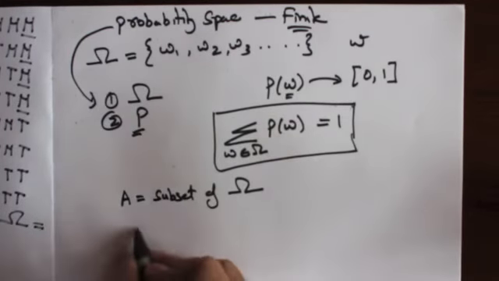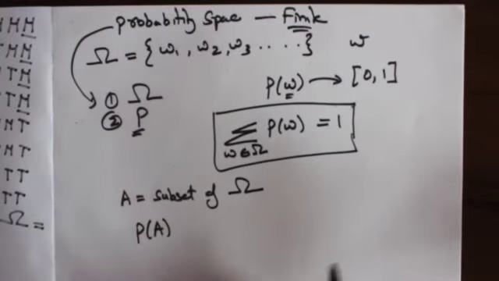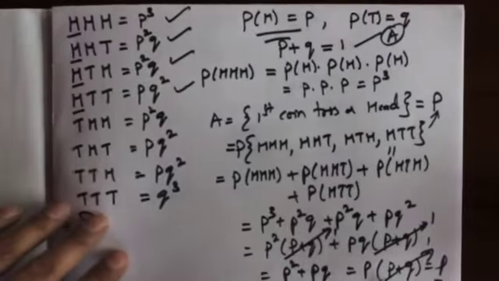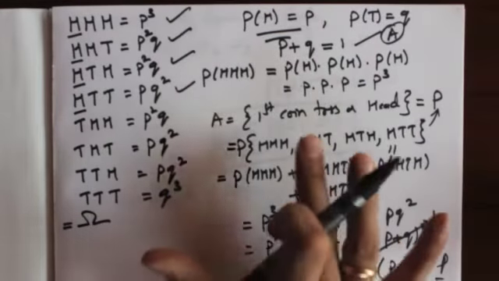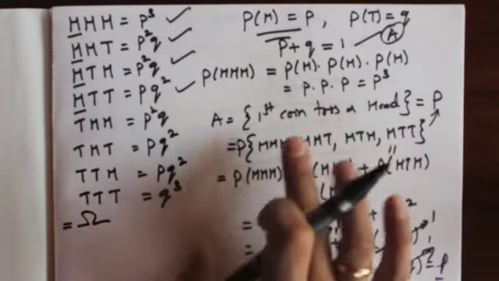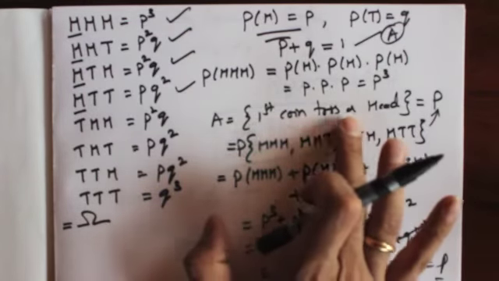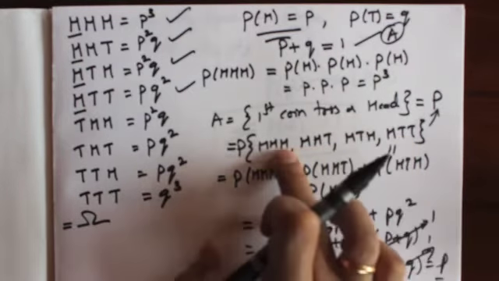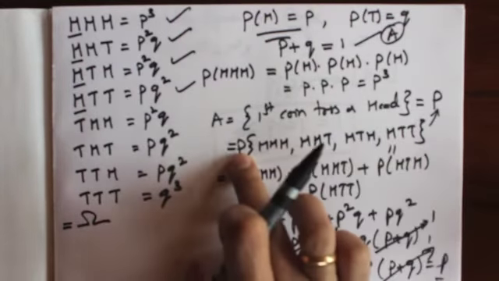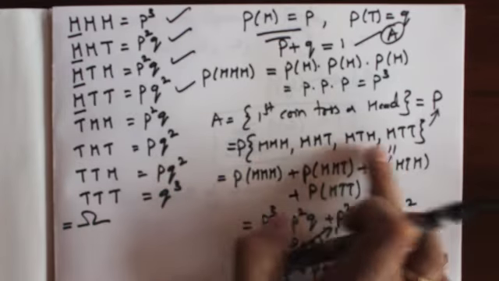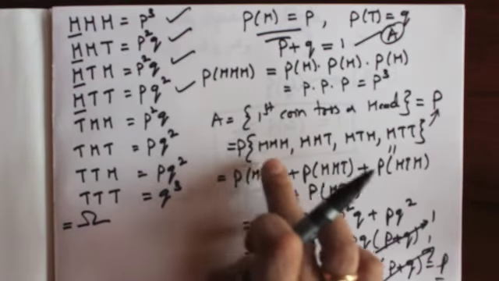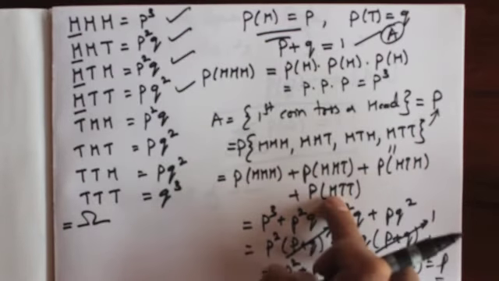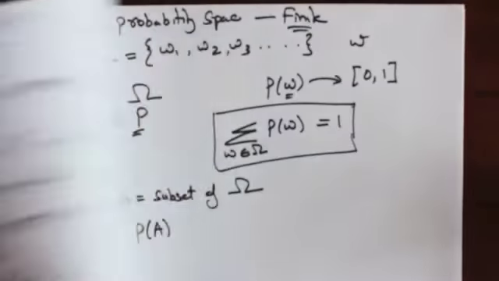Okay, so we want to find out the probability of that subset. If we look at our previous example, we defined an event of getting a head on the first coin toss, and that event resulted in a subset defined by these four elements. When we wanted to find the probability of those four elements, it was the same as summing the probability of each of these individual elements. Likewise here.